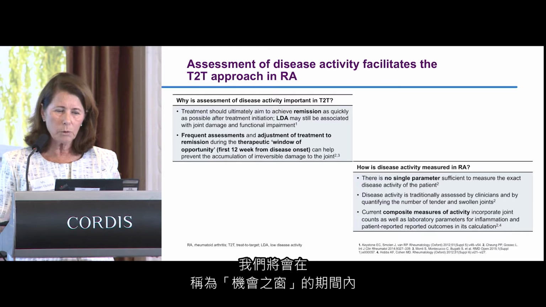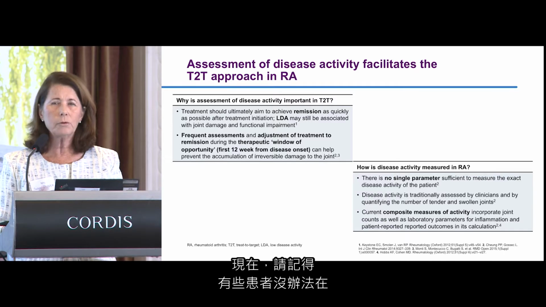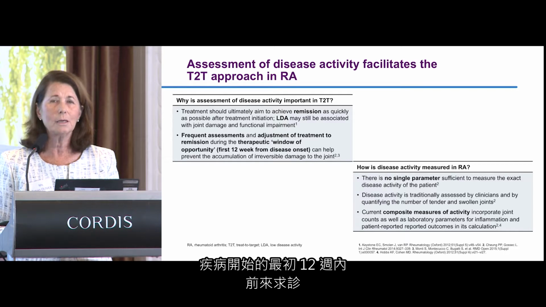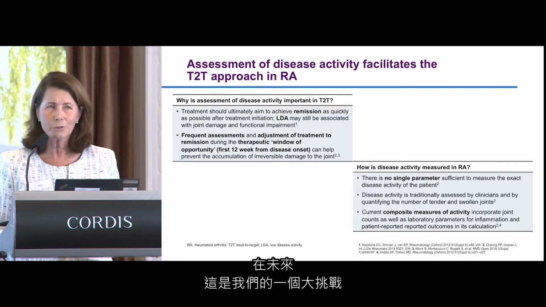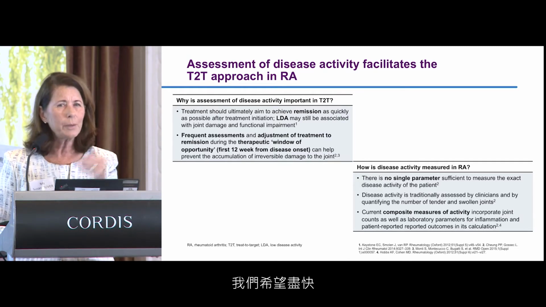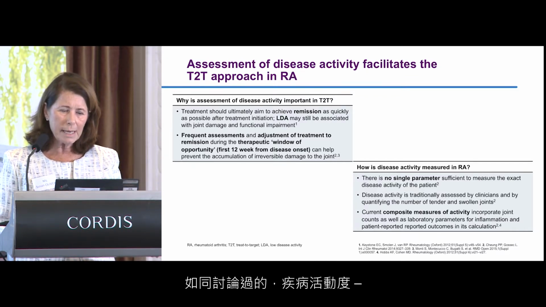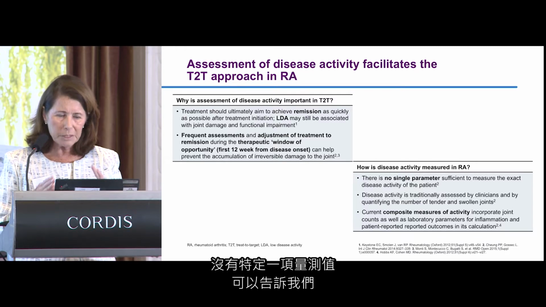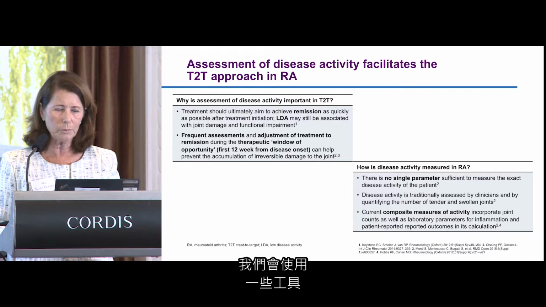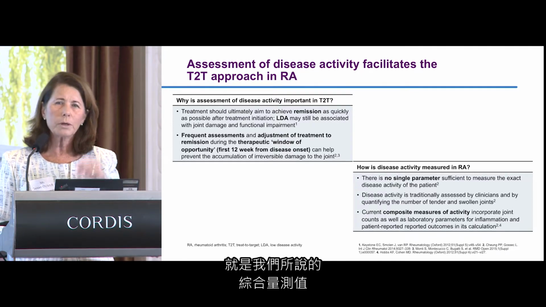And we will be doing that in what we call the window of opportunity, which is the first 12 weeks from disease onset. Now remember that some patients might not come to us in the first 12 weeks of when their disease starts, and that's a big challenge for us for the future. But that's what we need to be thinking about all the time. We want to get that patient managed as quickly and aggressively as possible. And as we've said, there is no particular one measure that's going to tell us how active their disease is. It's a number of tools that we will use, and that's assessing the tender joints, the swollen joints, and it's what we call a composite measure.